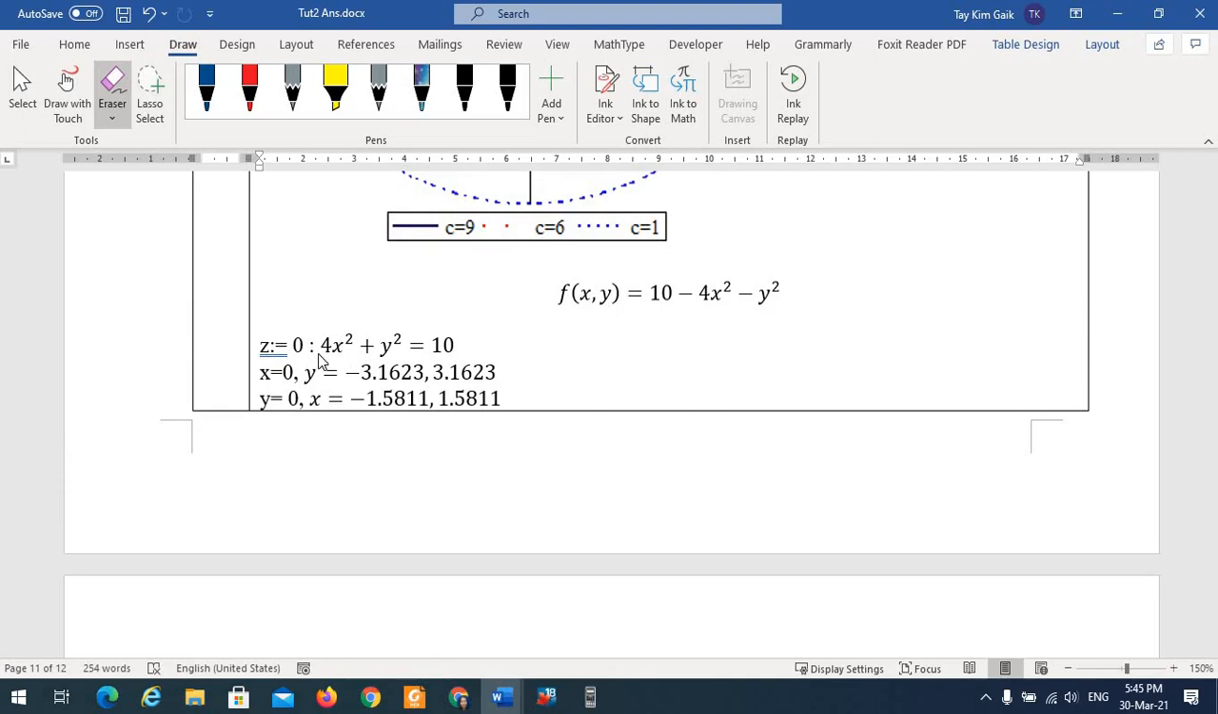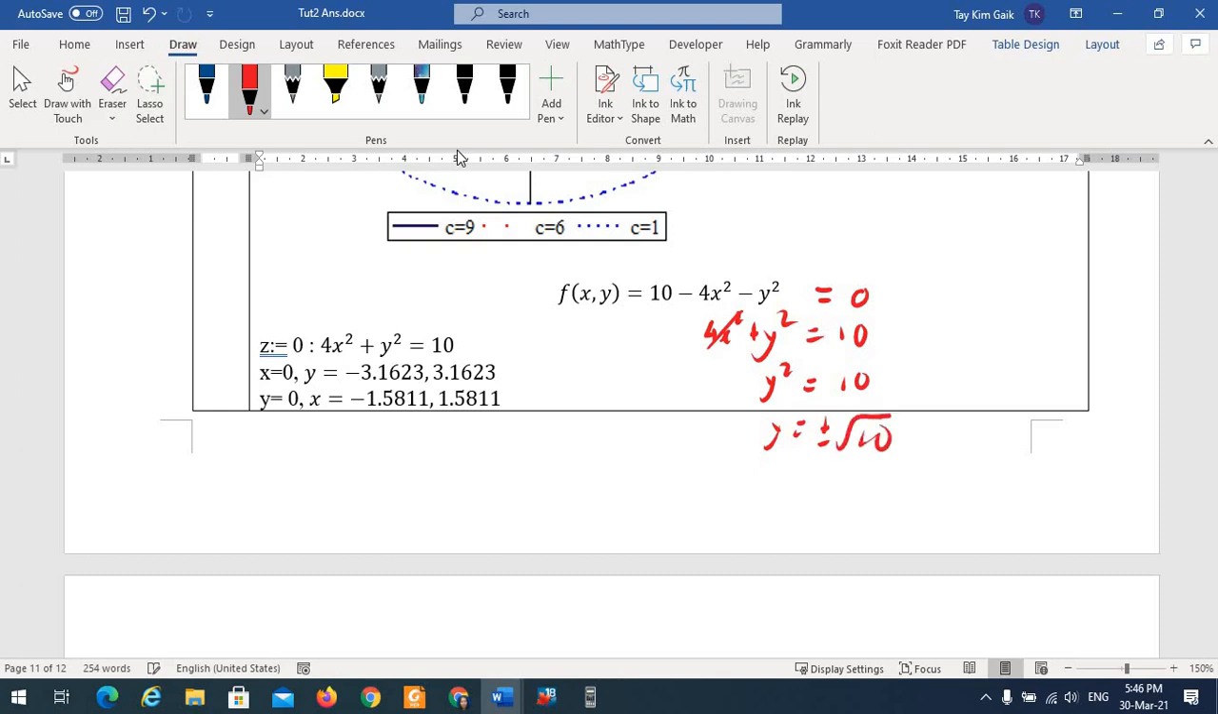So we let z equal 0. So 4x squared plus y squared, we let this equal 0. So 4x squared plus y squared equal 10. Then let x be 0. When you let x be 0, y squared equal 10. So y is positive negative square root of 10, or the value is negative 3.1623, positive 3.1623. Later on, when you let y equal 0, you have 4x squared equal 10.